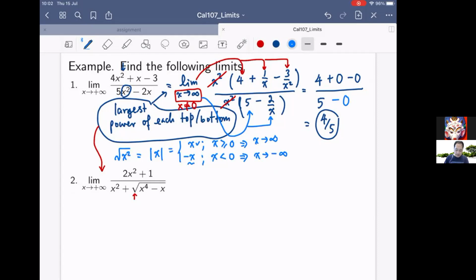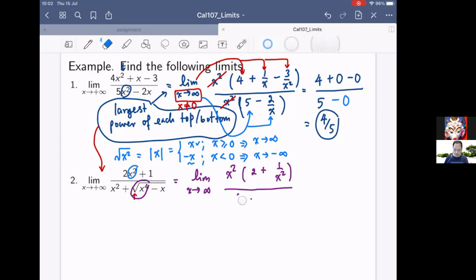All right, so take a look at this one. Can you see that the highest power of the top is x squared? So this one goes to infinity, so you pull out the x squared, so you have this left, okay? And this one, even though it seems that x fourth is the highest power, after taking a square root, it becomes x squared. So your x squared is also the highest power. So we have 1, okay?